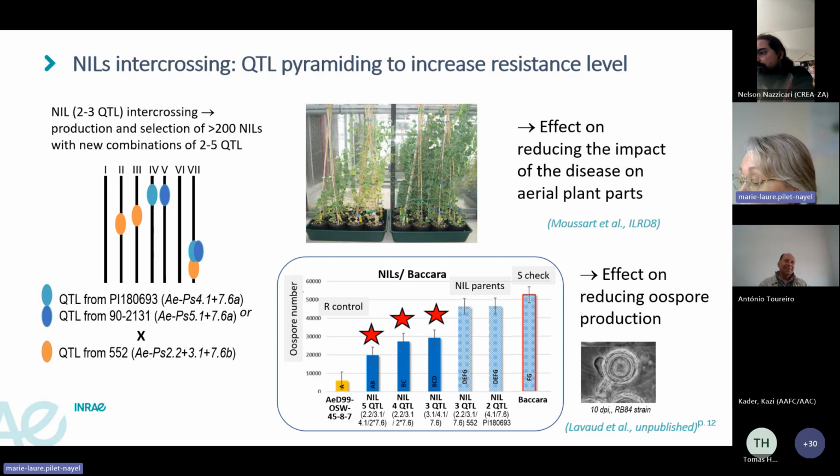And here on the figure, we can see that NILs combining 4 or 5 QTLs had a significantly lower number of oospores in their roots than parental NILs carrying 2 or 3 QTLs, and then the susceptible control lines. And also, although it was not as low as in the resistant control here.